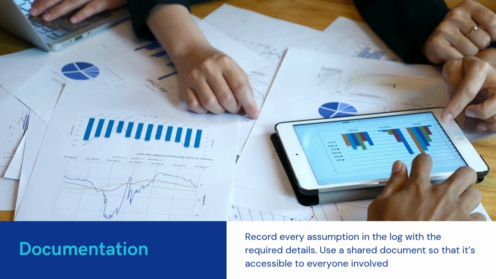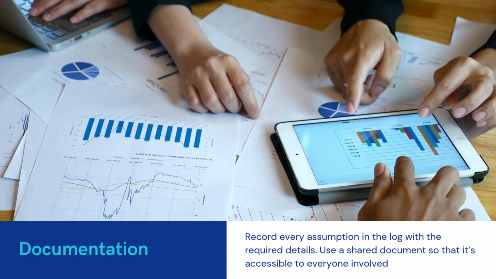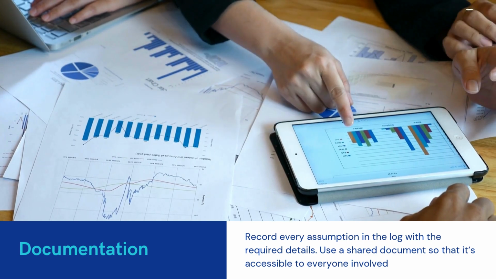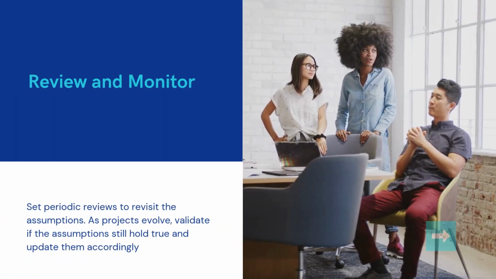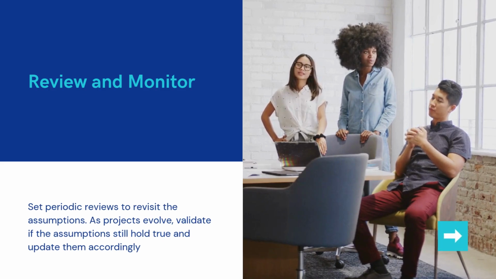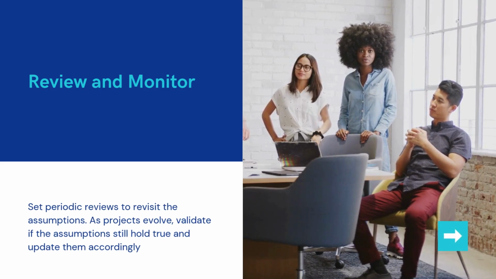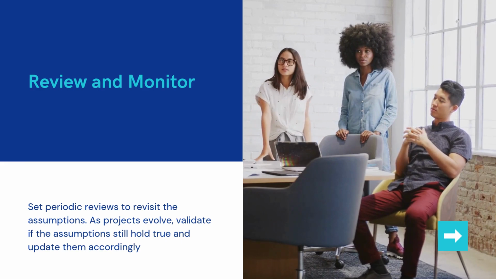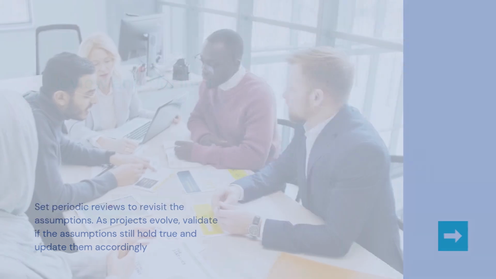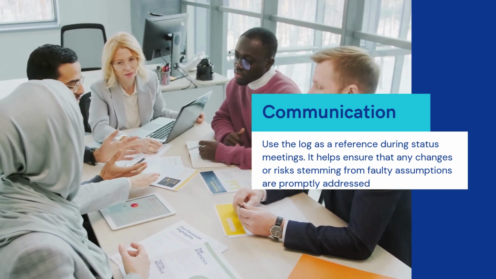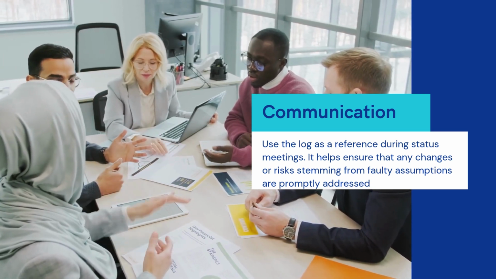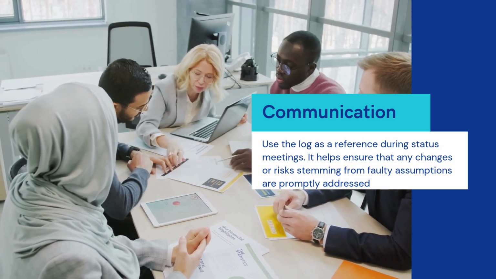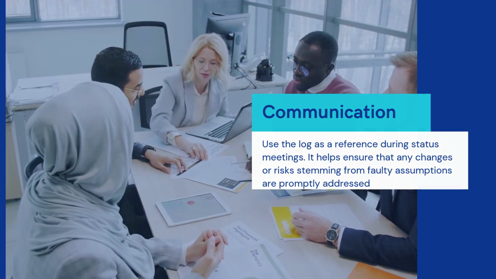Documentation. Record every assumption in the log with the required details. Use a shared document so that it's accessible to everyone involved. Review and monitor. Set periodic reviews to revisit the assumptions. As projects evolve, validate if the assumptions still hold true and update them accordingly. Communication. Use the log as a reference during status meetings. It helps ensure that any changes or risks stemming from faulty assumptions are promptly addressed.